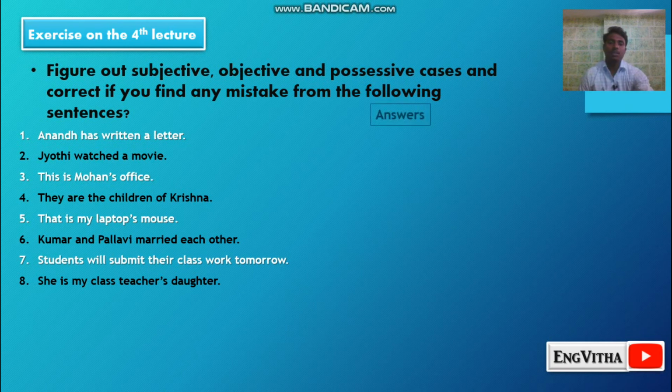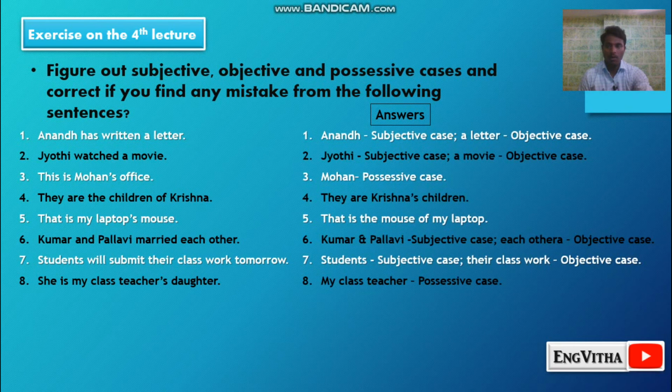Right, the correct answers are here. Now, Anand has written a letter. To find what is in the subjective case and objective case, we need to ask a question: who wrote the letter, for the subjective case? The answer is Anand. So Anand goes to the subjective case. And what has Anand written? The answer to this question goes to the objective case. The answer is a letter. So a letter is in the objective case in the first sentence.